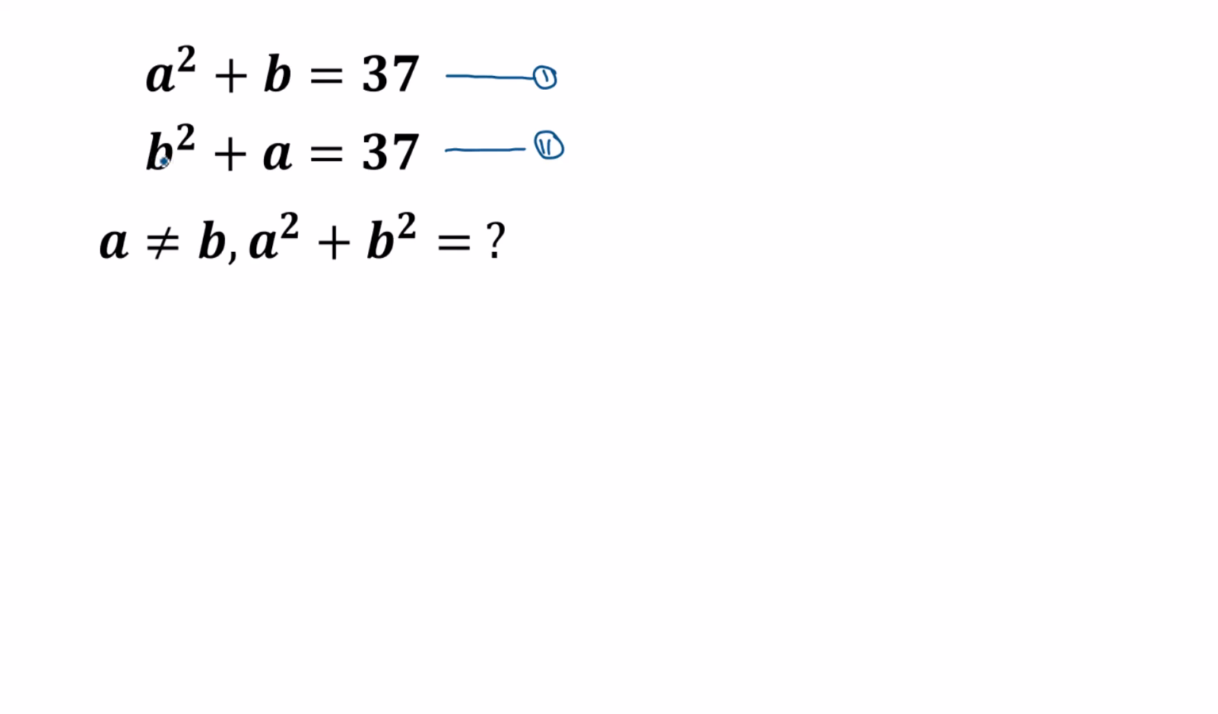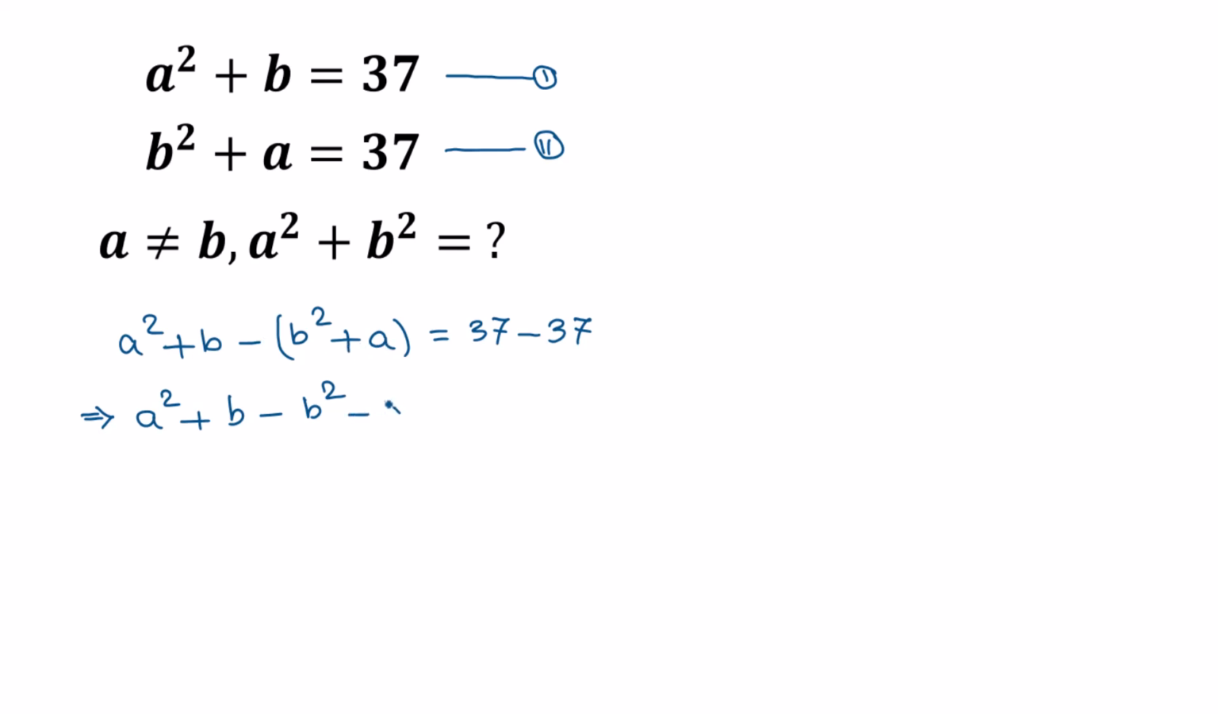If we subtract equation 2 from equation 1, we can write a square plus b from equation 1 minus b square plus a from equation 2 is equal to this 37 minus this 37, or a square plus b minus b square, and negative times positive a is negative a, is equal to 37 minus 37, which is 0.